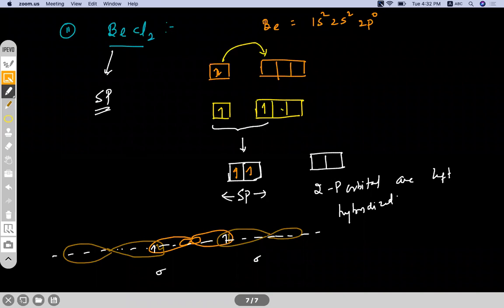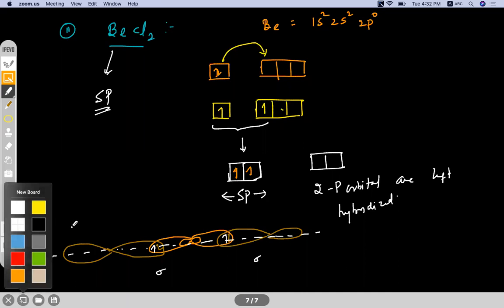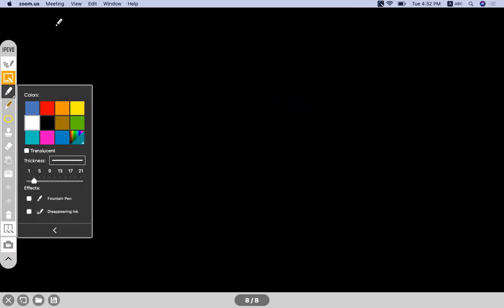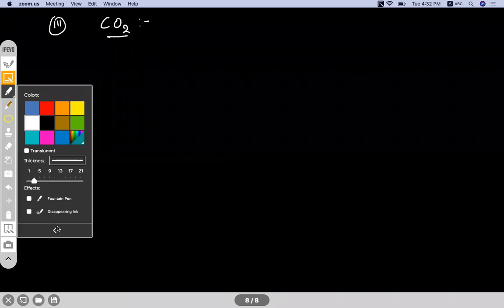Okay, now we'll take one more example. You will have a better clarity of this. Let's take an example of the CO2 molecule. Could you tell me the hybridization of carbon in this?